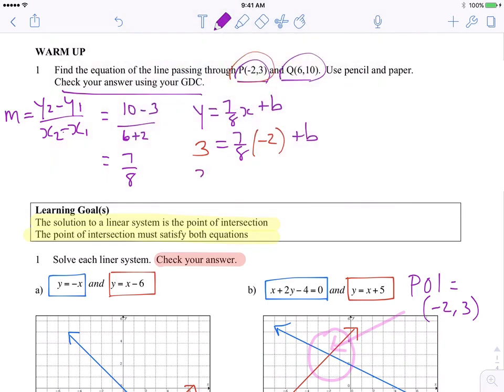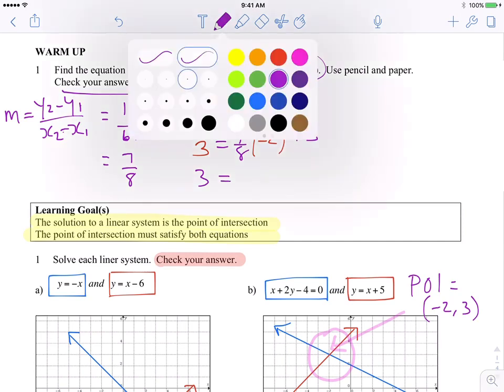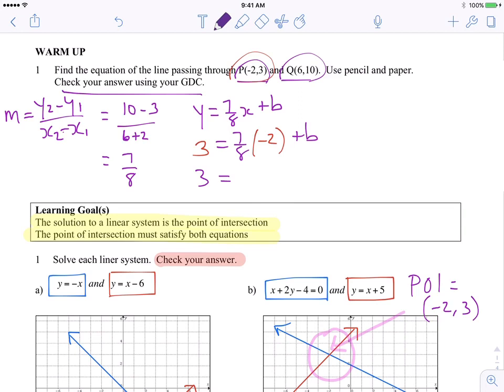So we'll have now 3 equals, now you may recall the cross reducing strategy, so I can technically cross reduce negative 2 and the 8. Negative 2 divided by 2 is negative 1, and 8 divided by 2 is 4. So I can cross reduce, and then I'm left with 3 equals negative 7/4 plus b.